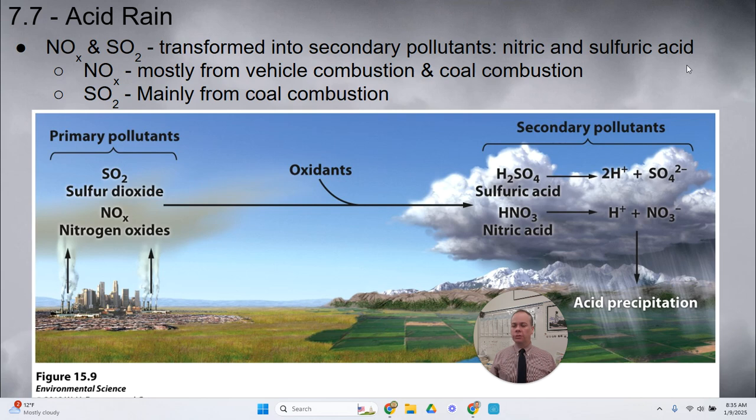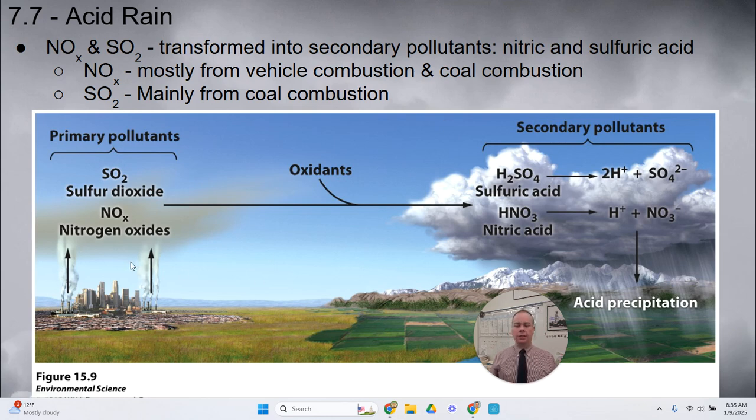And the source of those pollutants, the reason that they get emitted into the atmosphere, is generally the burning of fossil fuels. Sulfur comes mainly from the burning of coal, and as we talked about previously, different types of coal have different amounts of sulfur in them, and so burning high sulfur coal contributes more to acid deposition. The nitrogen oxides also come from the combustion of coal, but also from vehicle combustion. The burning of gasoline is an important contributor to those nitrogen oxides.